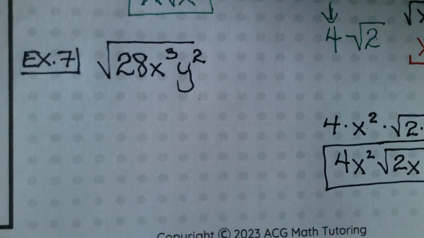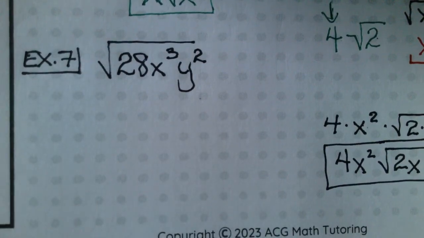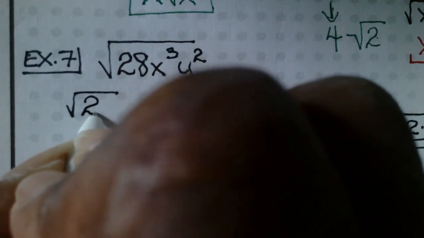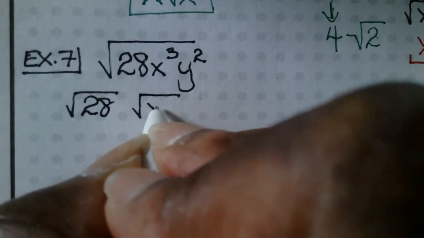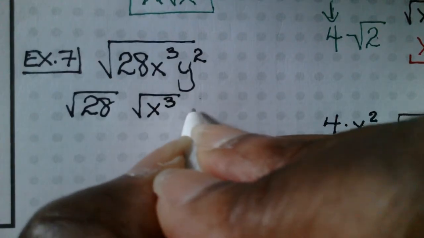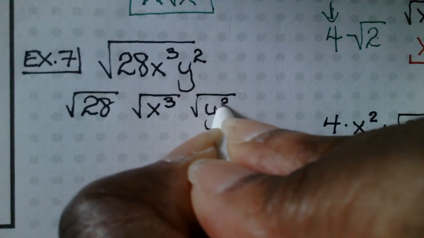Alright, so breaking it on down. Very first thing, put your coefficients with their own radical, and then your variables with their own radical. So we have our square root of 28. Then you have the square root of x cubed. Then you have the square root of y squared.